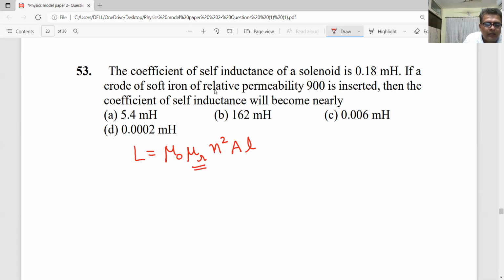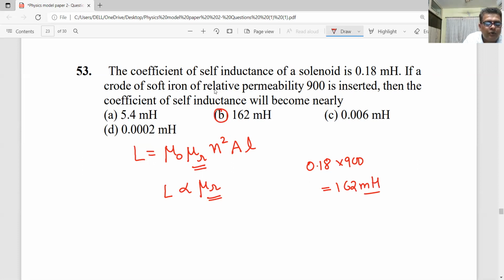Now look at mu r. L is proportional to mu r, right? The introduction of a permeable medium will always increase the value of L, by how many times? Mu r times. The old value is 0.18, multiplied by 900. If you do this calculation, you will get the answer as 162 millihenry. Option B is the right answer.